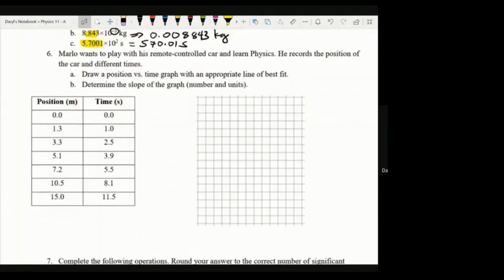So Marlo wants to play with his remote controlled car and learn physics. He records the position of the car at different times. Okay, so draw the position versus time graph with the appropriate line of best fit.